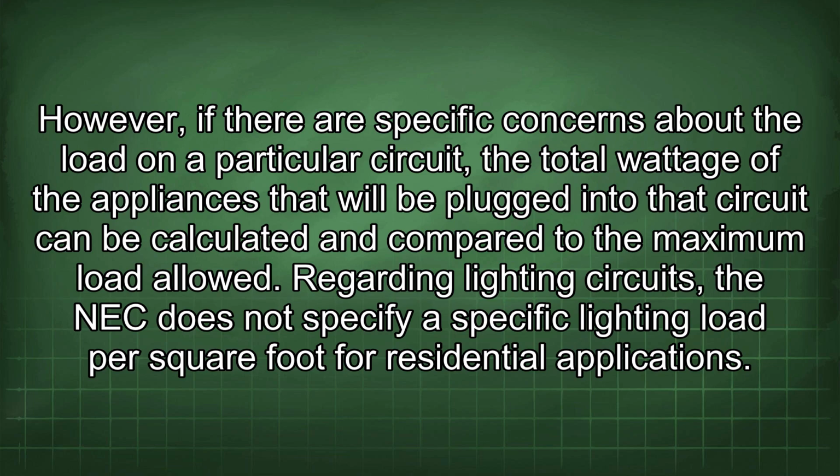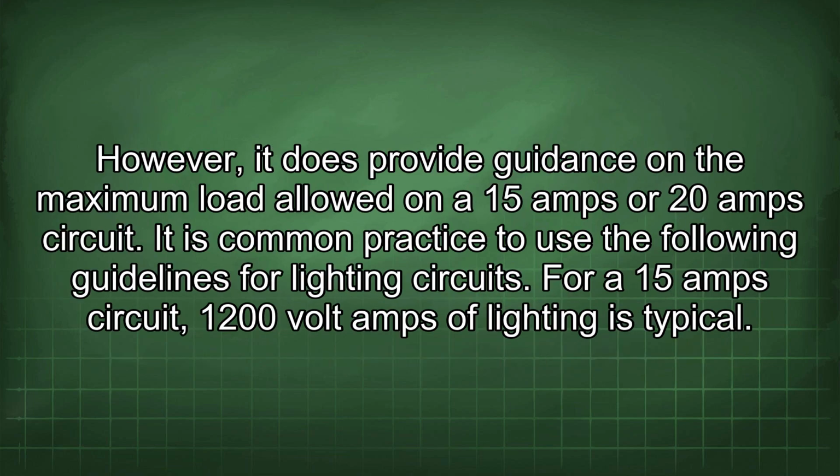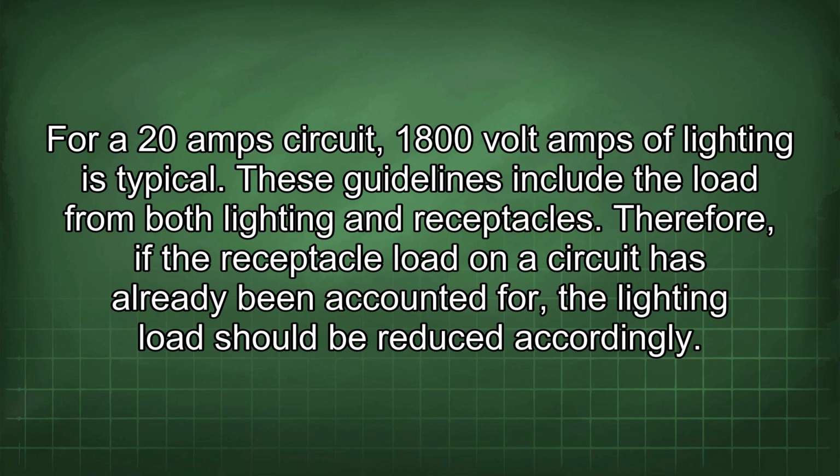Regarding lighting circuits, the NEC does not specify a specific lighting load per square foot for residential applications. However, it does provide guidance on the maximum load allowed on a 15 amp or 20 amp circuit. It is common practice to use the following guidelines for lighting circuits. For a 15 amp circuit, 1200 volt amps of lighting is typical. For a 20 amp circuit, 1800 volt amps of lighting is typical. These guidelines include the load from both lighting and receptacles. Therefore, if the receptacle load on a circuit has already been accounted for, the lighting load should be reduced accordingly.